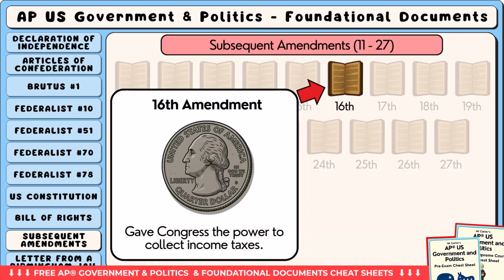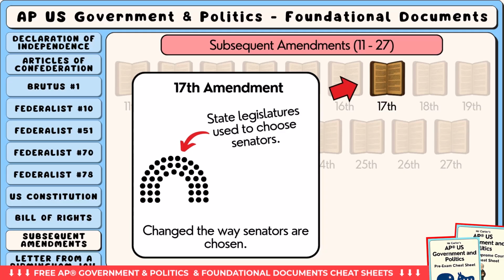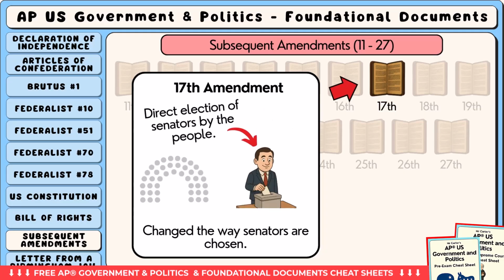The 16th Amendment gave Congress the power to collect income taxes. Before this, the federal government relied mostly on tariffs to raise money. The 17th Amendment changed the way senators are chosen. Originally, state legislatures picked senators. This amendment created direct election of senators by the people.